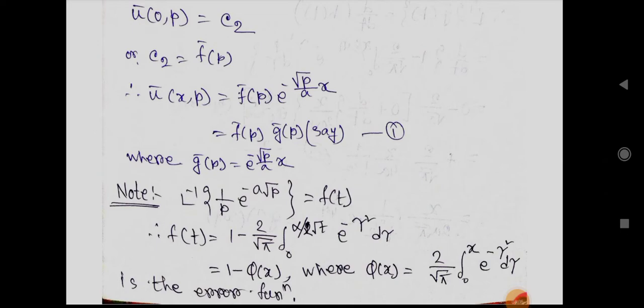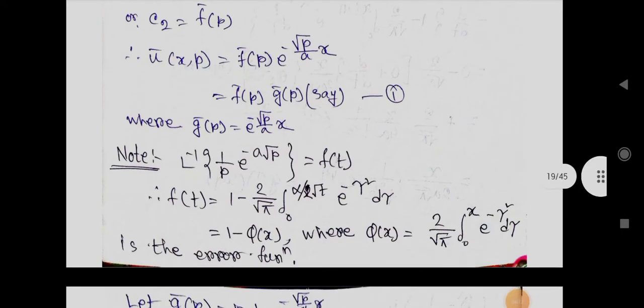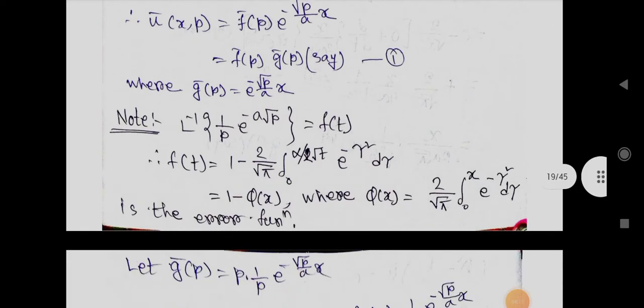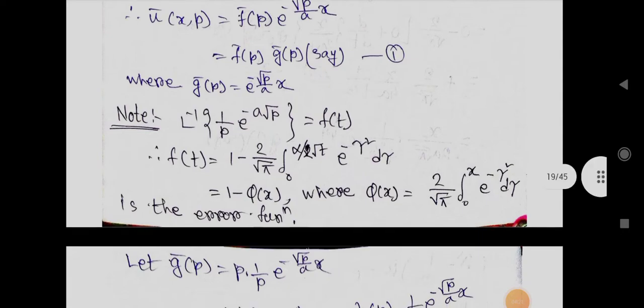That is, we get ū(x,p) equals f̄(p) e^(−√p/a x), equals f̄(p) ḡ(p) say, where ḡ(p) equals e to the power minus root p by a into x.